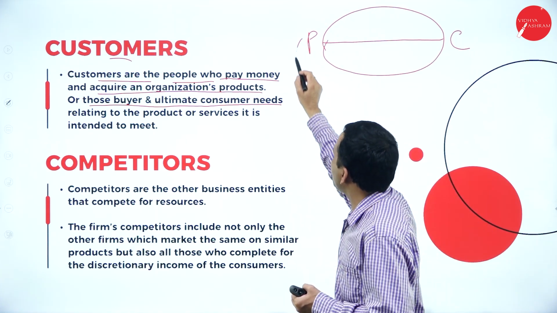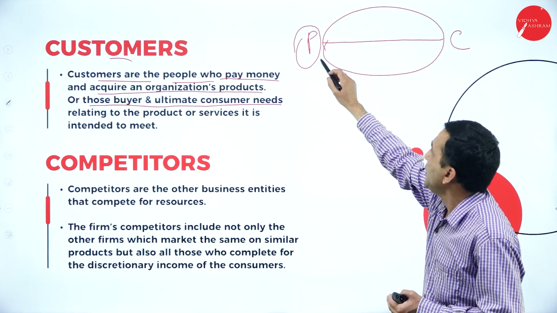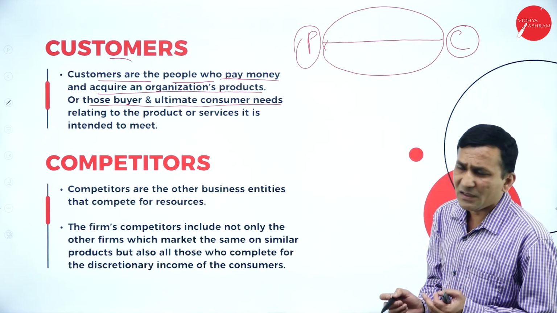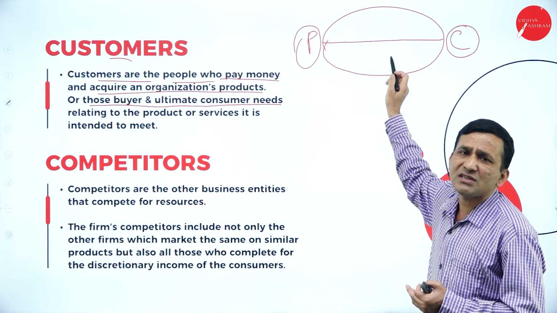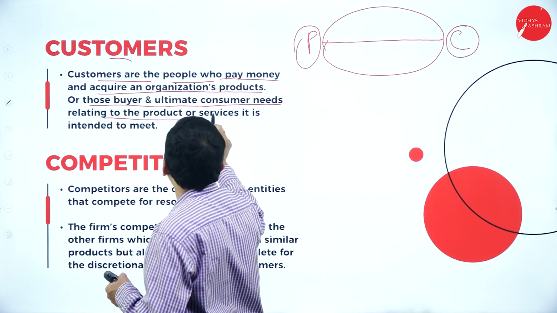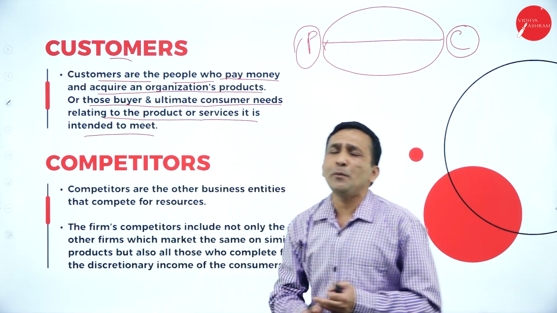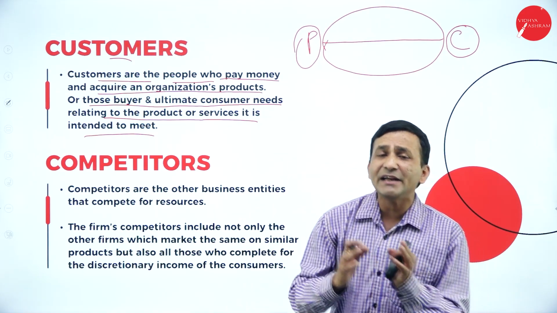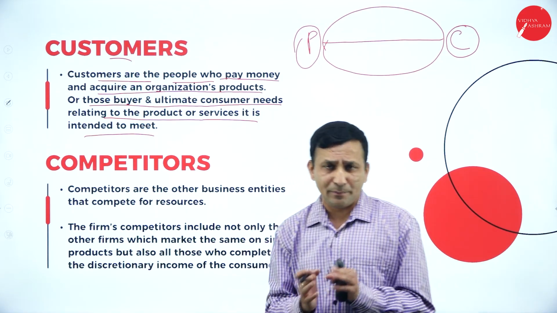So the production will be taken care of by the producer, and the consumption will be taken care of by the customers or consumers. In between, a lot of processes are involved to carry the goods. Related to the product or service, it is intended to meet the customer's demand in a timely manner. Otherwise, the customers will go for other products, competitor products.